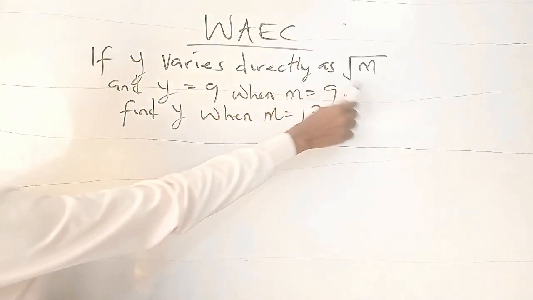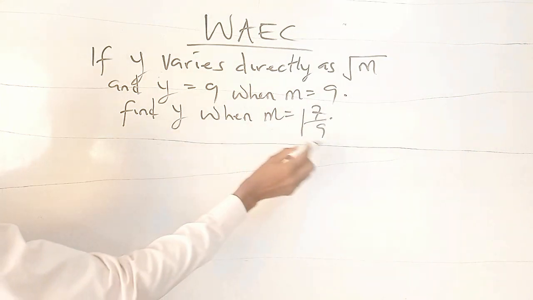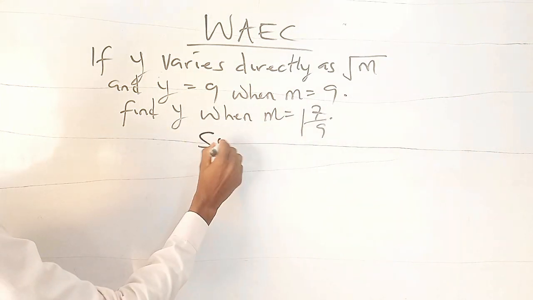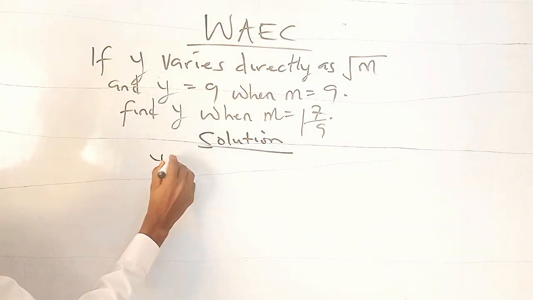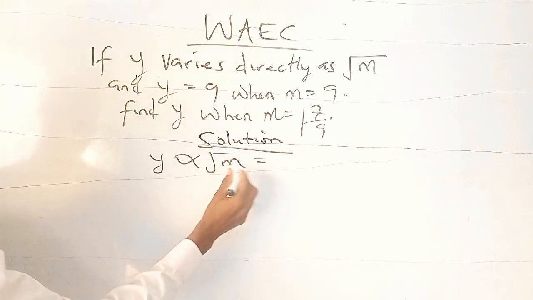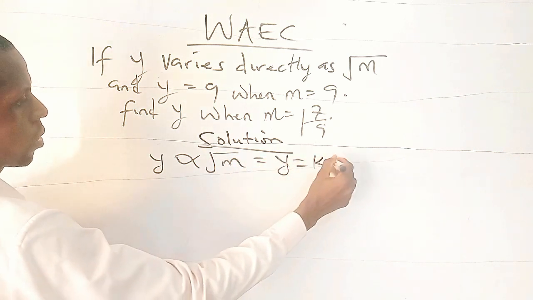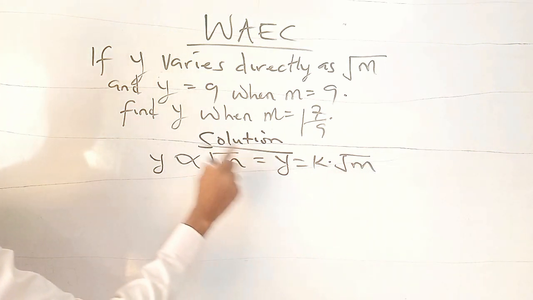Y varies directly as the square root of m, and y equals 9 when m is 9. Find y when m is 1 and 7 over 9. Solution: y varies directly as the square root of m, meaning y equals k times the square root of m.